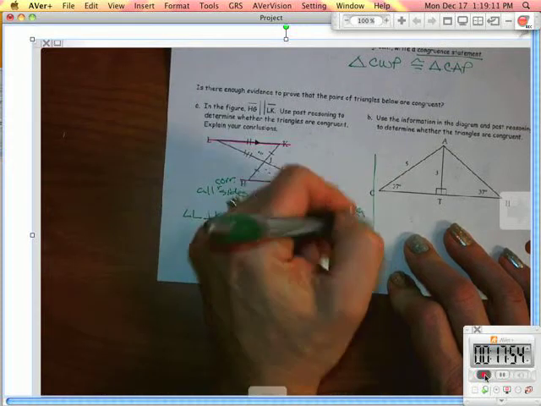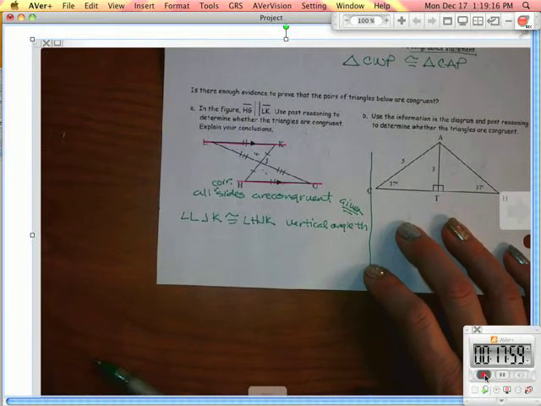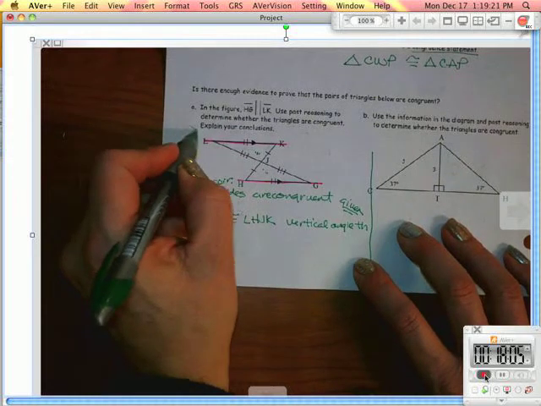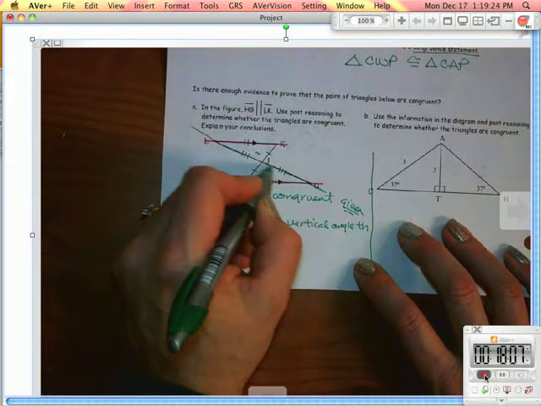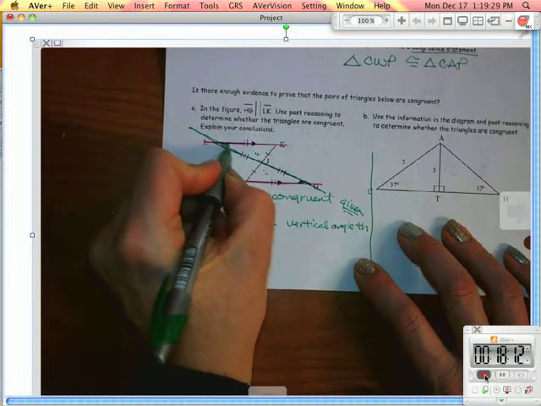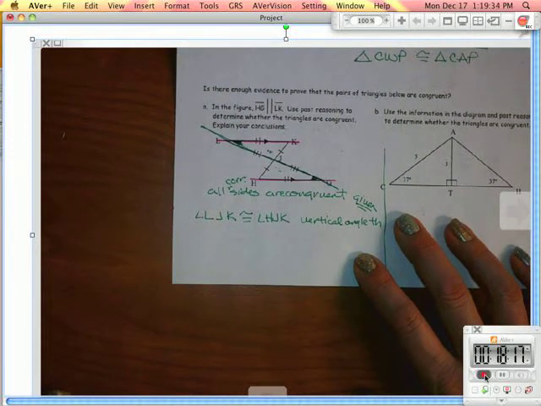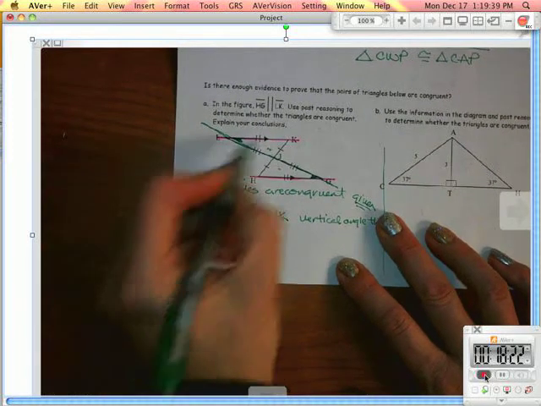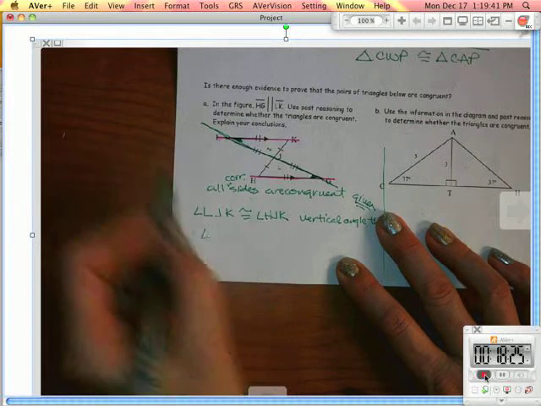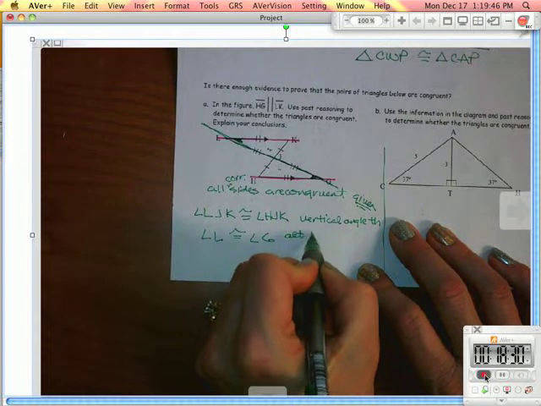Okay, so if I look at this as the transversal through these parallel lines, what do I know about this angle and this angle? How come? Not exterior. They're alternate interior angles, right? Okay, so I can now name it just by L. Angle L is congruent to angle G because of the alternate interior angle theorem. I'm going to abbreviate. Got it? It's kind of fun. It's like a puzzle, isn't it?